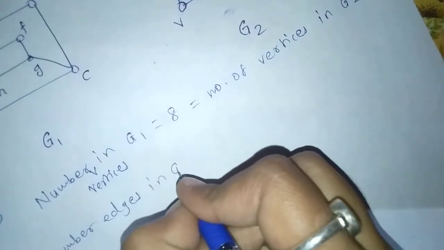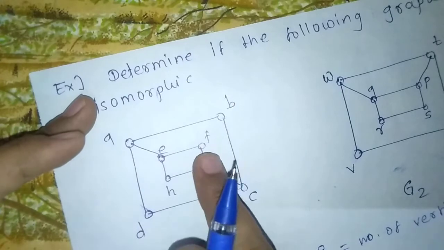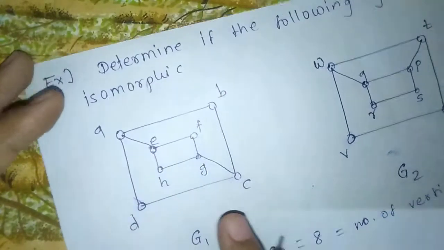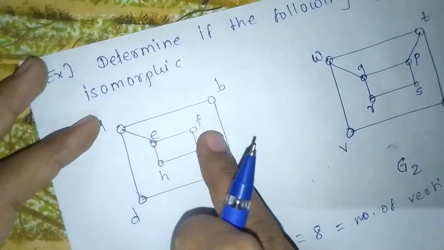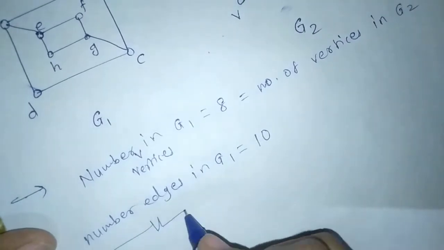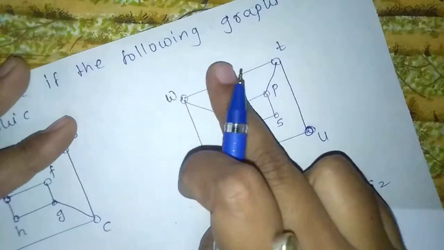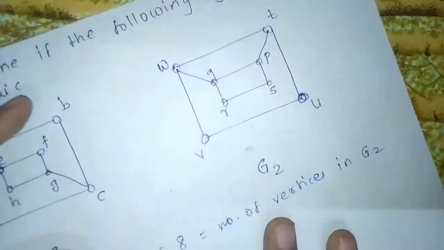Now, number of edges in G1 is equal to 1, 2, 3, 4, 5, 6, 7, 8, 9. Sorry, 1, 2, 3, 4, 5, 6, 7, 8, 9, 10. And number of edges in G2 is equal to 1, 2, 3, 4, 5, 6, 7, 8, 9, 10.